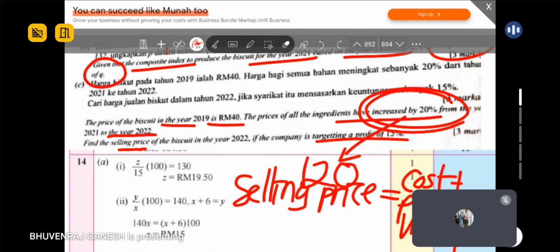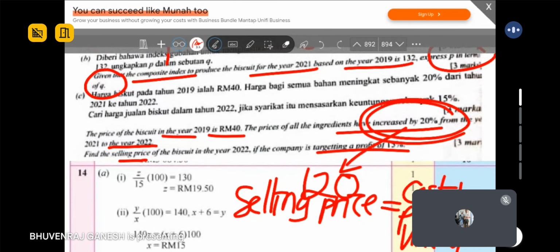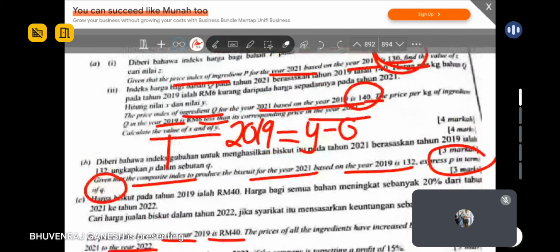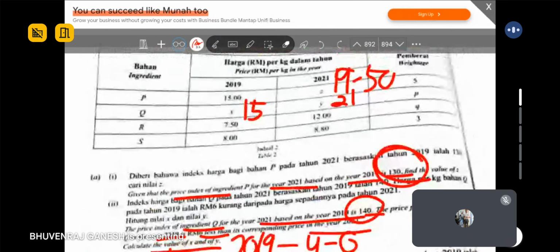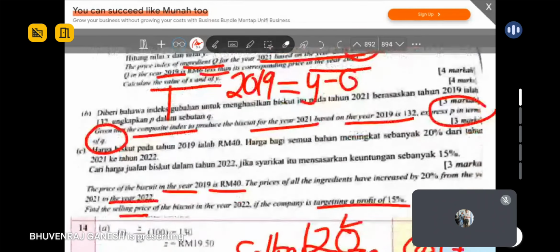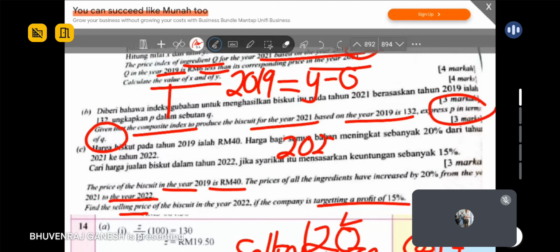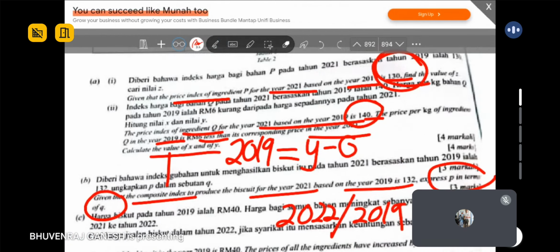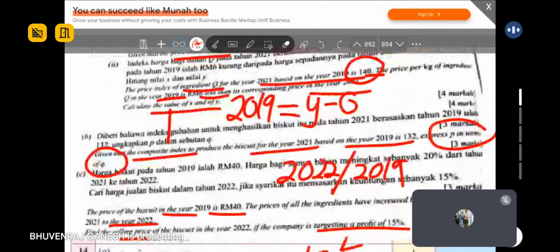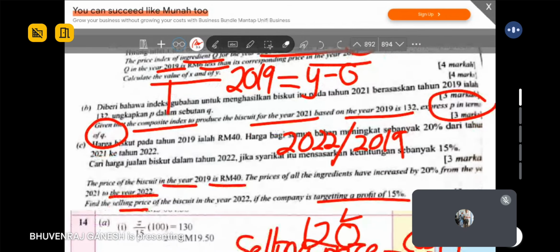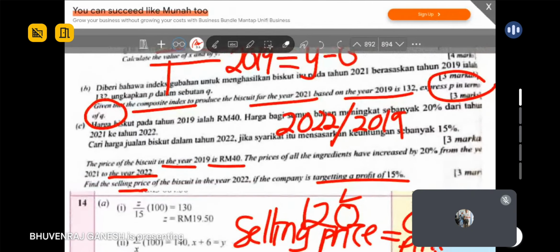Okay, so first step, find the composite index. Okay, kamu kena cari index 2022 based on 2019. Okay, so kamu kena eliminate 2020 lah. Okay, so wait sorry, kamu cari 2022 berasaskan 2019. Okay, because 2021 adalah tahun serupa kat sini. Okay, 2021 is your common year in this question. Alright, so you just take the composite index.